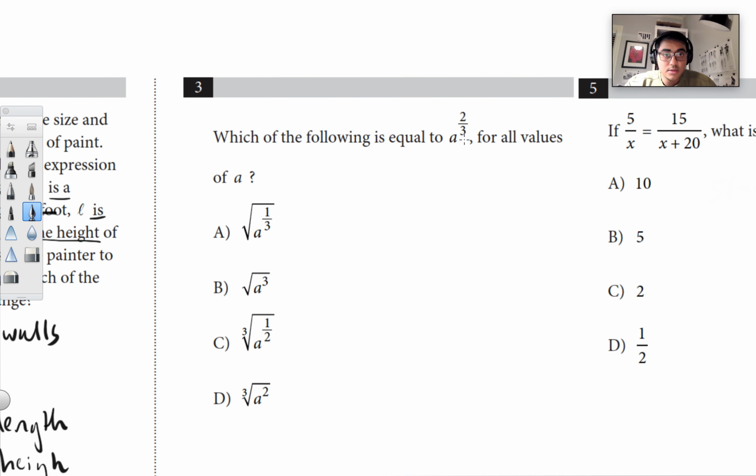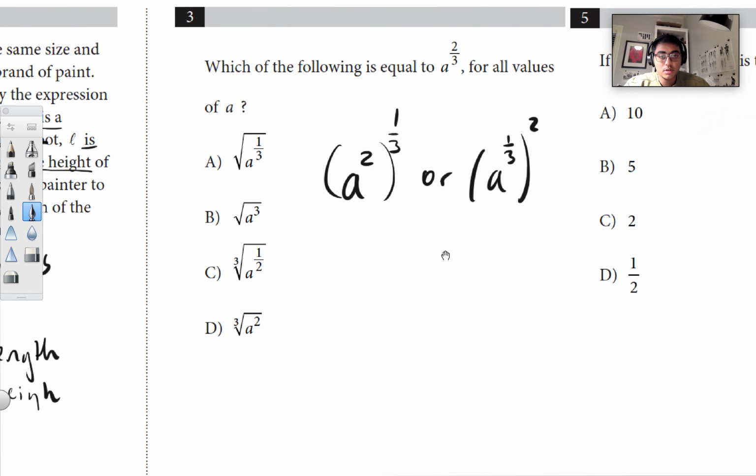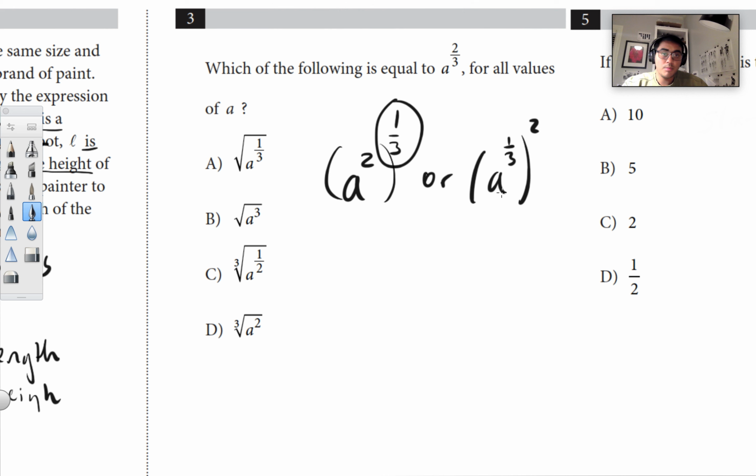Which of the following is equal to a to the power of 2/3 for all values of a? So this one requires some prerequisite knowledge. First of all, this could be expanded a little bit to make it easier for us. So we know that a to the power of 2/3 is the same as a to the power of 2 to the power of 1/3. Or you could also say that it's equal to a to the power of 1/3 to the power of 2. It doesn't matter.